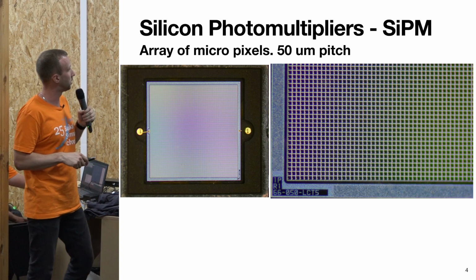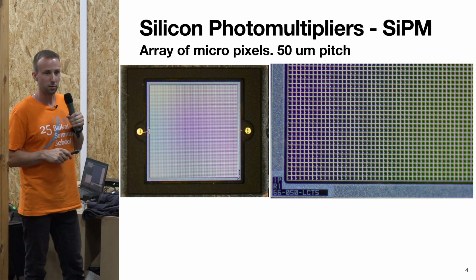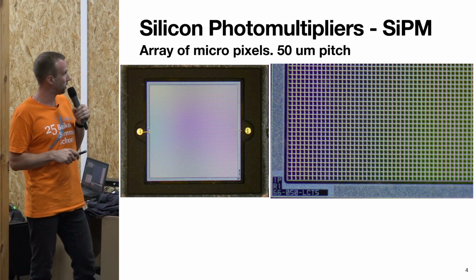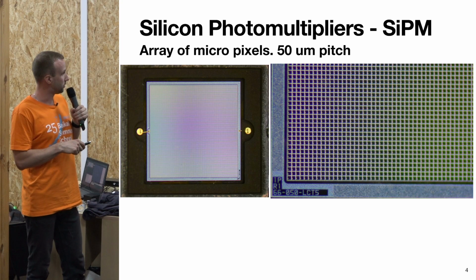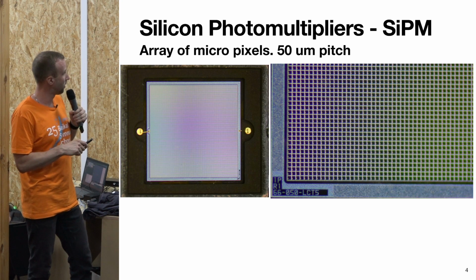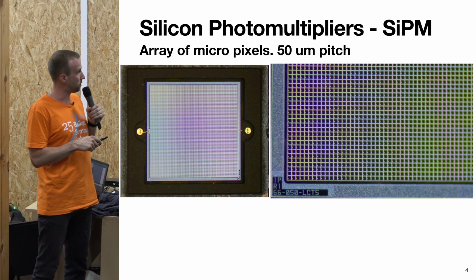So today we are going to try to calibrate the silicon photomultiplier from Hamamatsu company, and this is the SiPM which we are going to use in our setup. The pixel size is 50 micrometers.